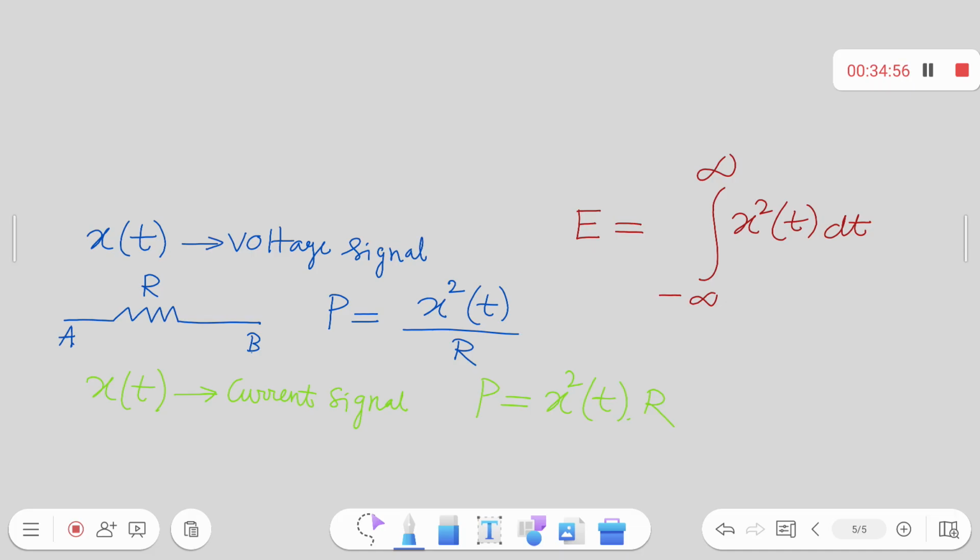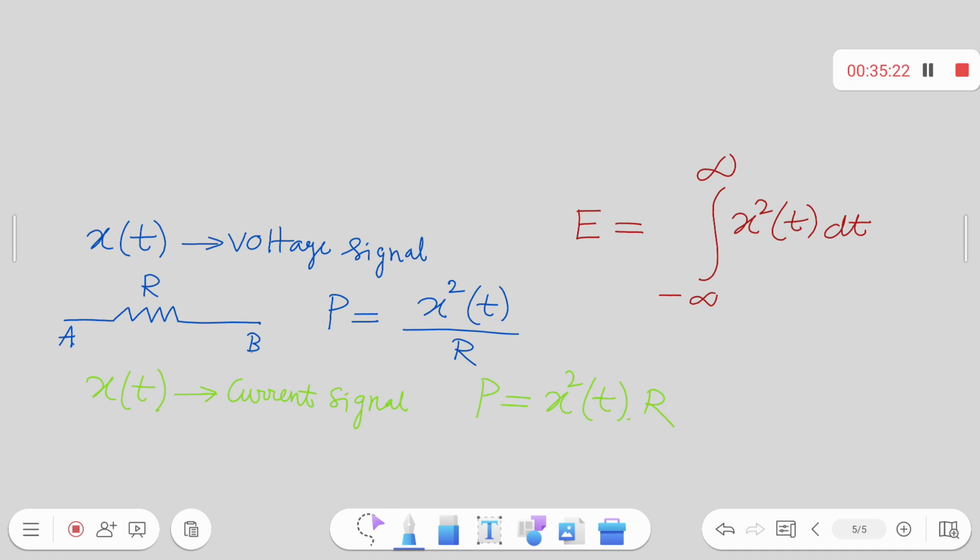So in that case, you find that this energy is equal to the integral from minus to plus infinity of x square dt, and that is becoming infinite, very large. So there are a few types of signals for which the definition of the energy is not sufficient at all.